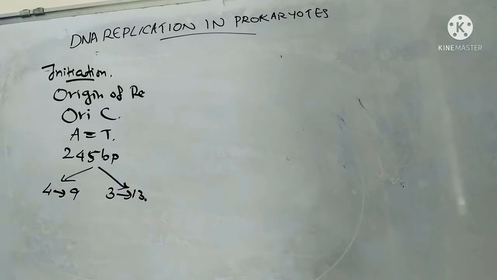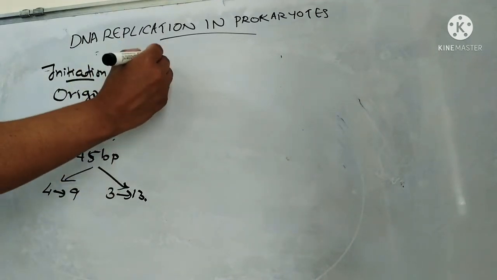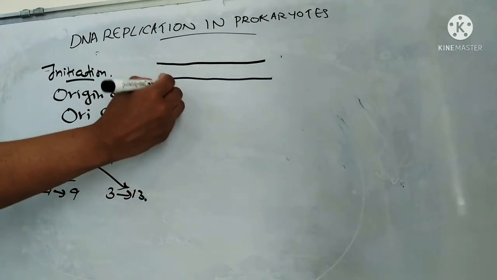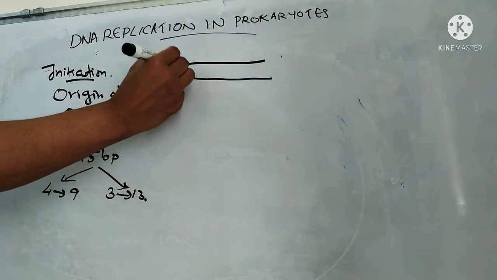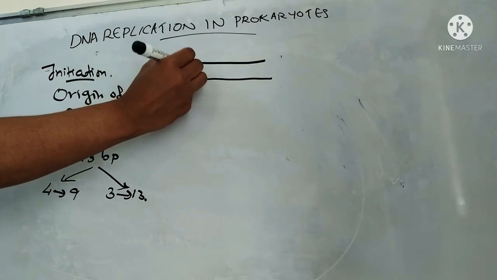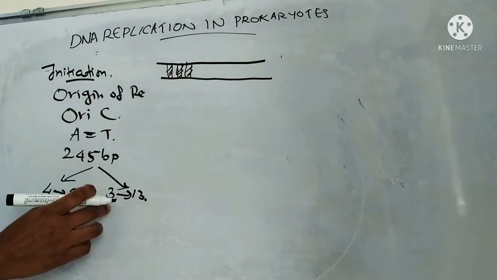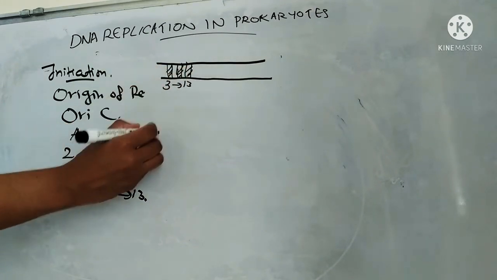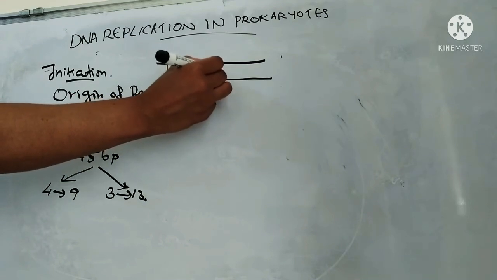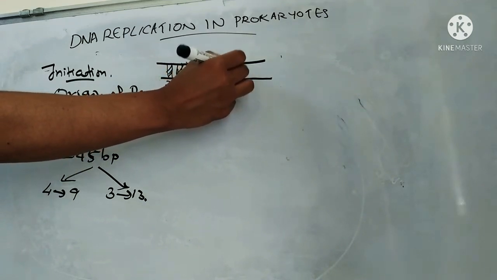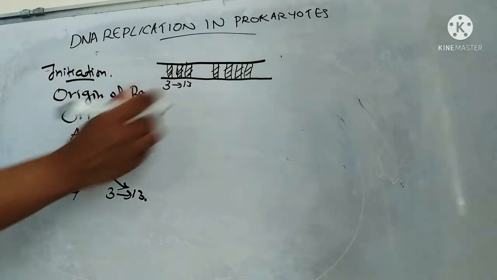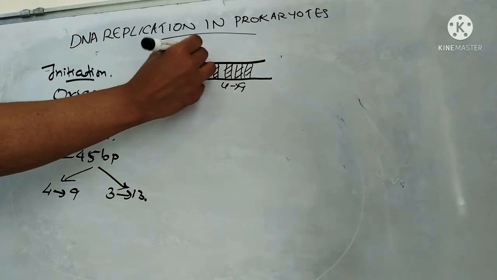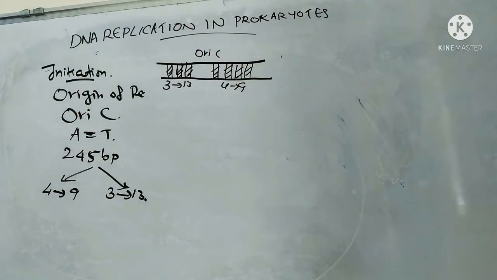So let's see the initiation steps. So here it is 3 repeats of 13 base pair, and here it is 4 repeats of 9 base pair. This is Ori C, that is the origin of replication.